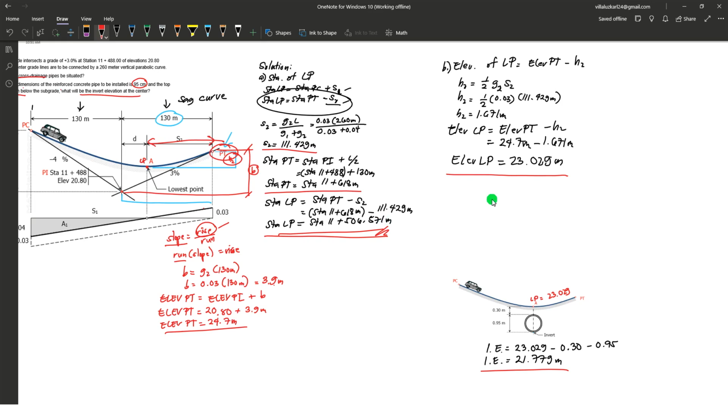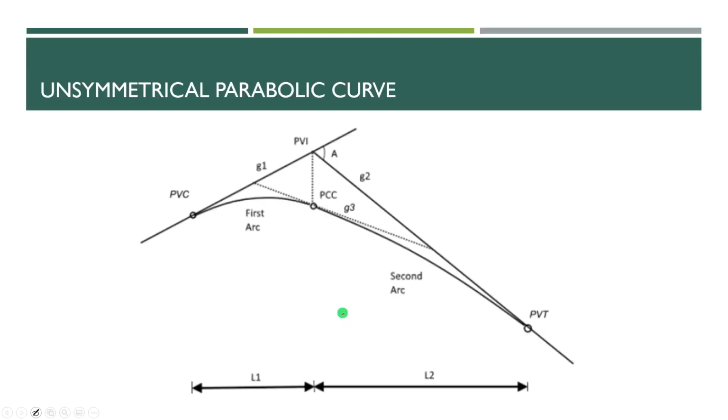So let's discuss the unsymmetrical parabolic curve. An unsymmetrical parabolic curve is a vertical curve using two or more parabolic curves placed adjacent to each other. So it means that we have here two symmetrical parabolic curves placed adjacent to each other.